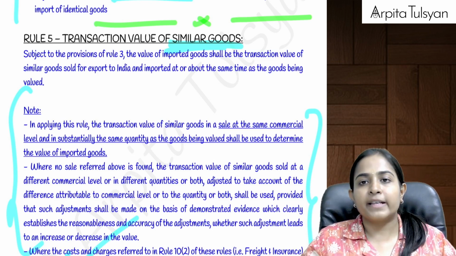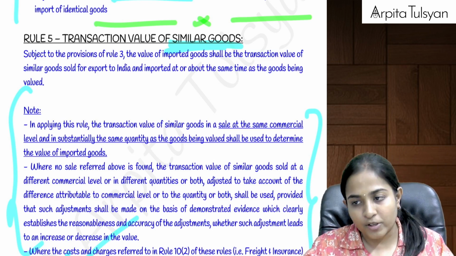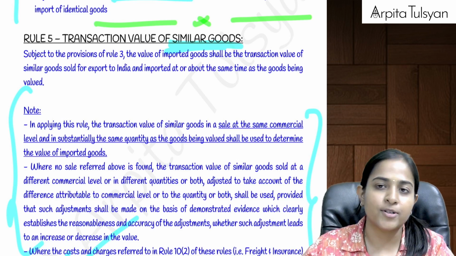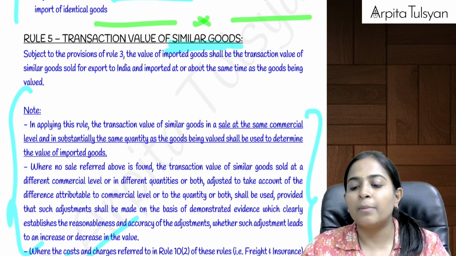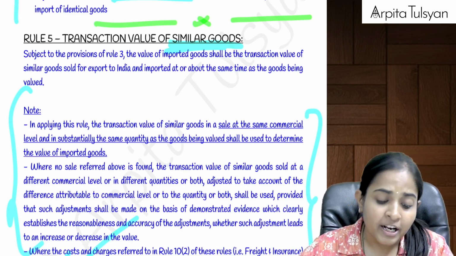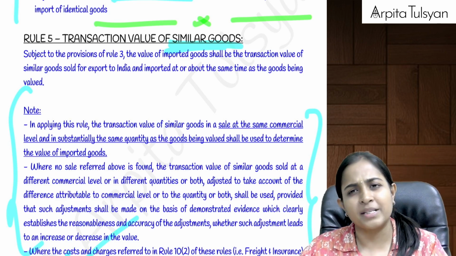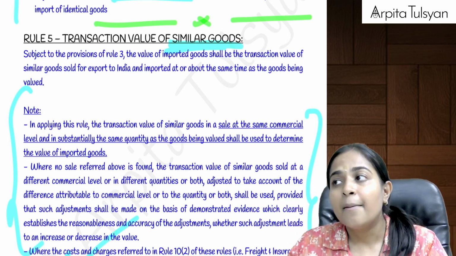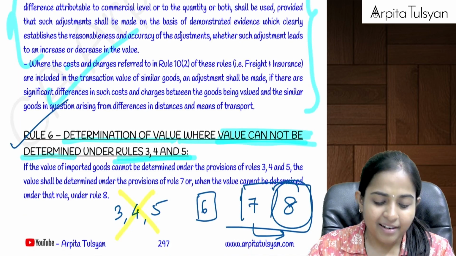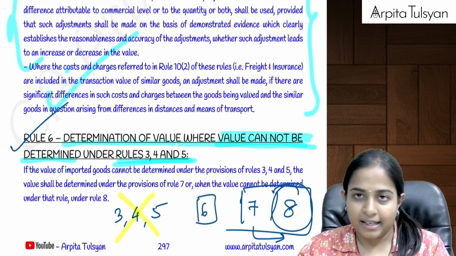Okay, now suppose identical goods valuation, that is rule number 4 valuation, is not possible, then go to rule number 5. In rule number 5, you are going to take the transaction value of similar goods. Everything is going to be the same as your rule number 4, but here we are just taking similar goods, right? So till here a particular part gets over.